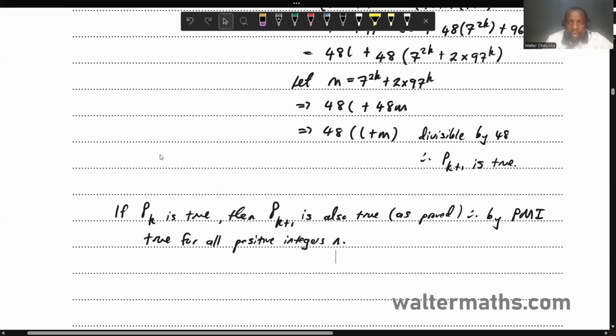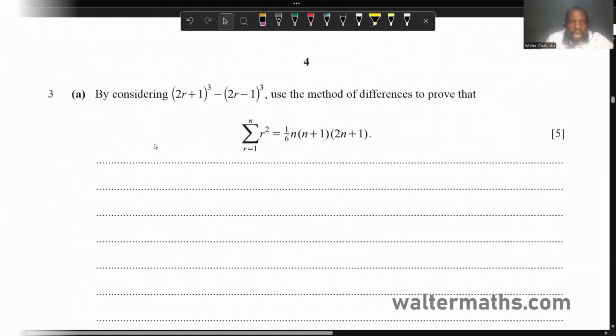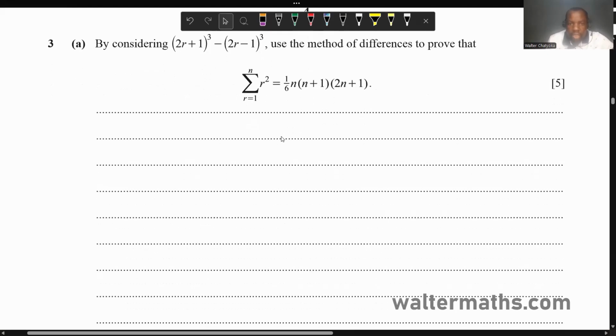Let's move on to the next question. Now we're on question number 3. It says, by considering 2r plus 1 all to the power 3 minus 2r minus 1 to the power 3, use the method of differences to prove that the sum of squares of r to n is equal to a sixth n of n plus 1 of 2n plus 1.